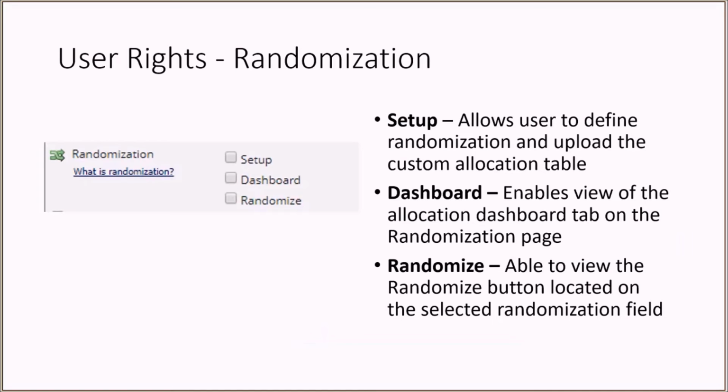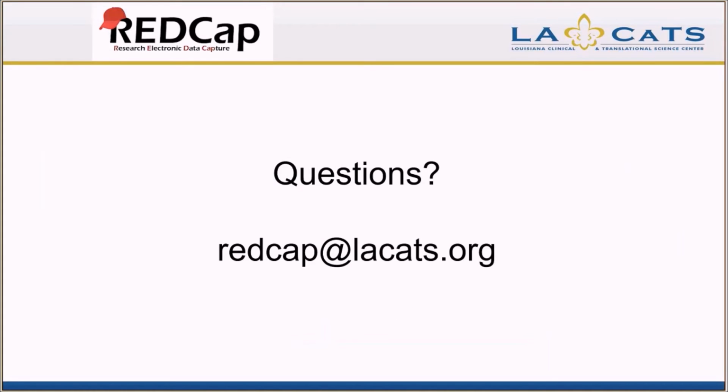So basically, the setup is: the first permission allows the user to define the randomization and also upload the custom allocation table. The dashboard permission allows the user to view the randomization dashboard, and then the randomize permission allows whoever's doing the randomization to press the button to randomize the subject or the record. I guess that was it.